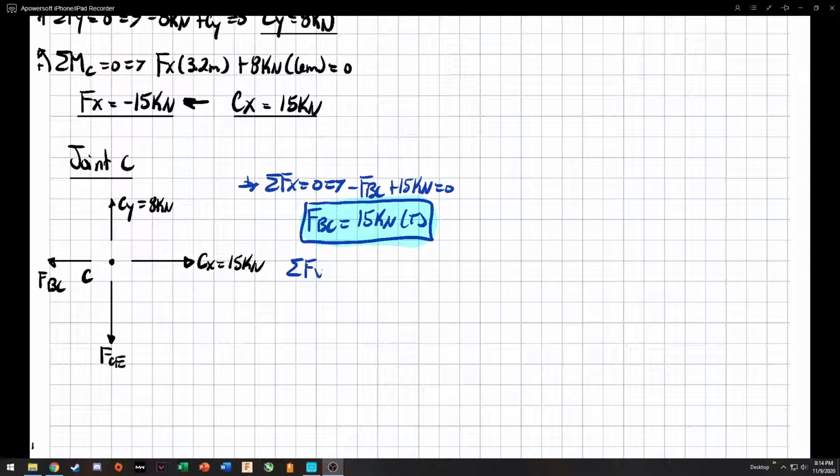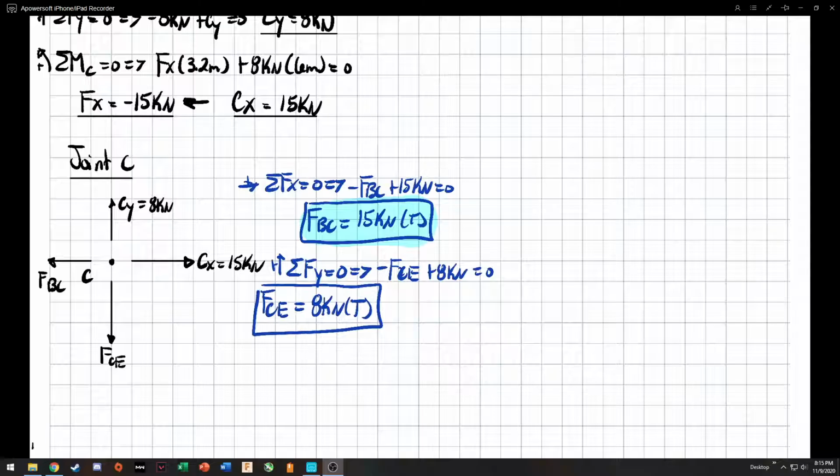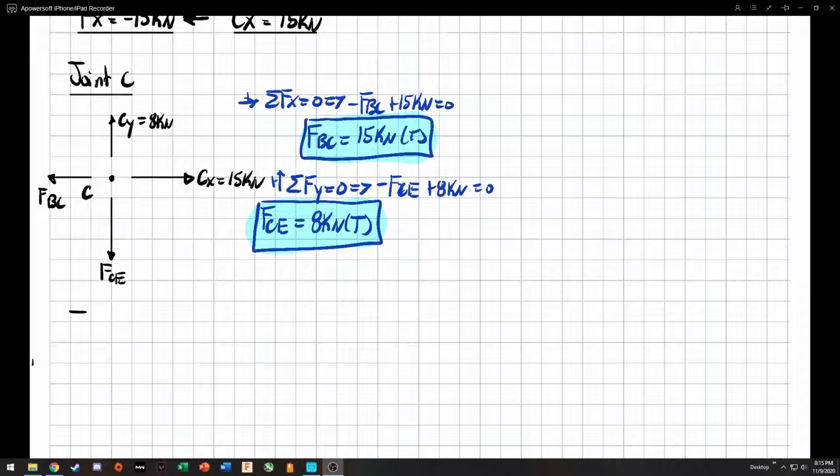Now we'll take our sum of forces in the y is equal to 0, positive in the vertical y. We get a negative force CE plus 8 kilonewtons equal to 0. Force CE is equal to positive 8 kilonewtons, which is also in tension. Okay, so first two members are already knocked out. So now we need to go to the next joint where we know the most forces. For this one, we have our reaction at F, so we're going to do joint F next.